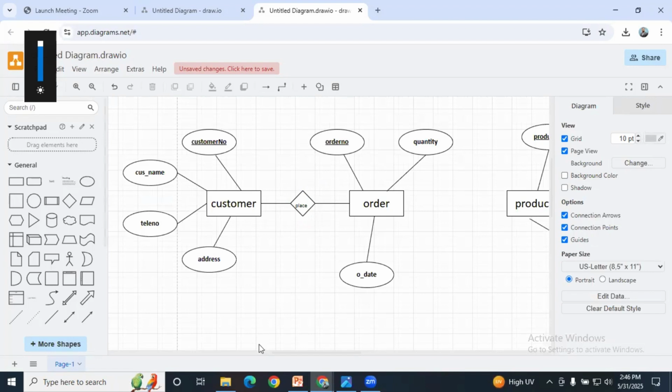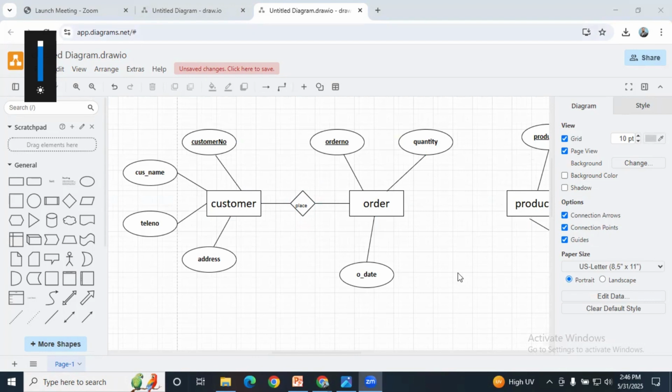So tell me, what is the relationship in here? One to one, one to many, or many to one. What is the relationship? Someone says many to many. Oh, customer and order. I am asking about customer and order.